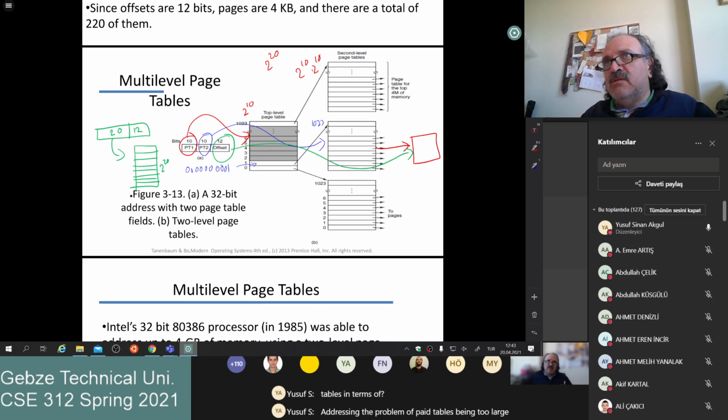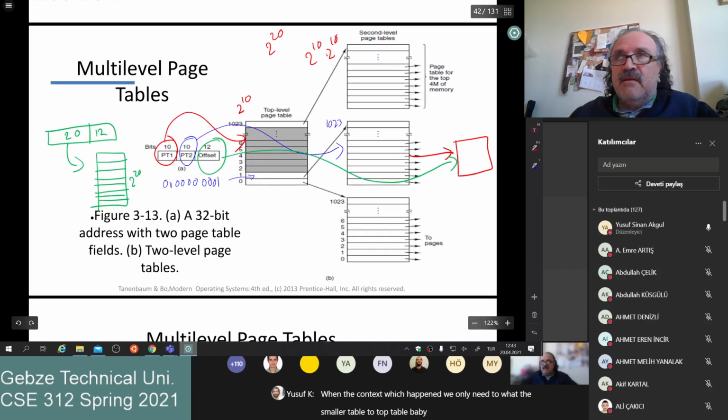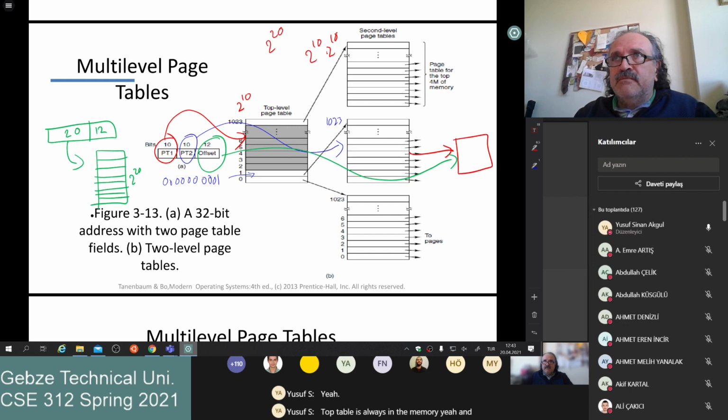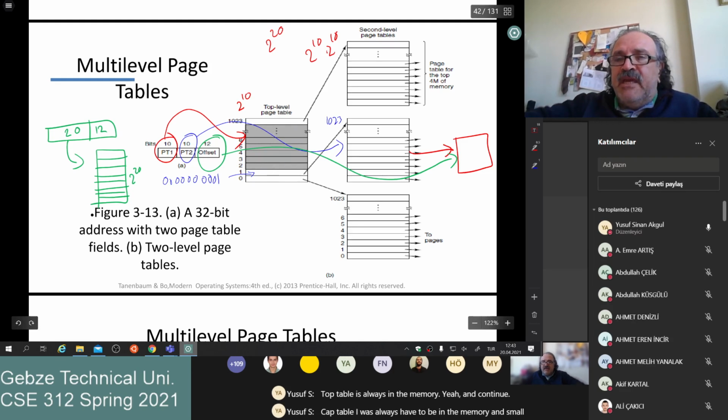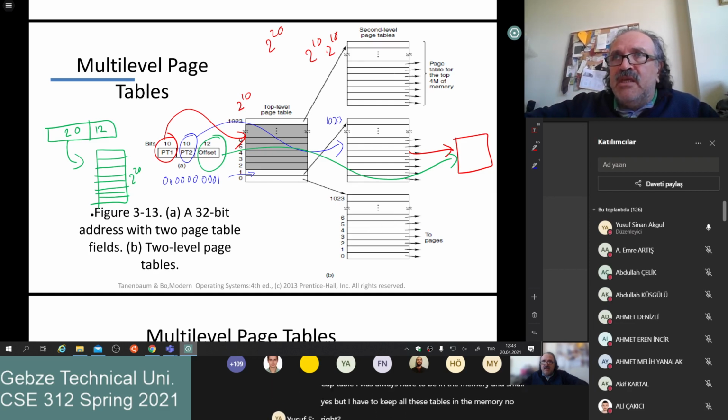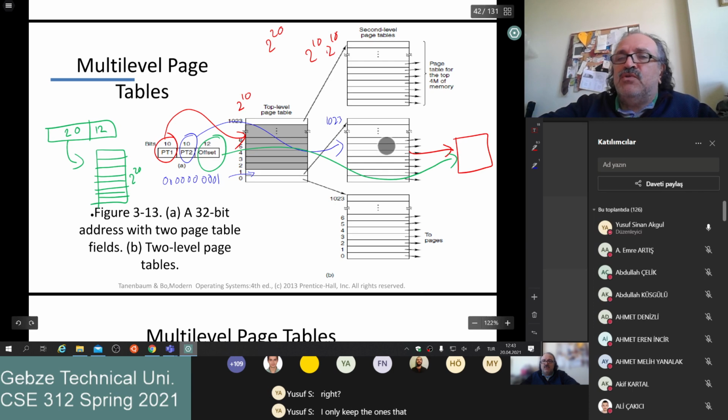When the context switch happens, we only need the smaller top table. Yeah, top table is always in the memory. Top table always has to be in the memory and small, yes. But do I have to keep all these tables in the memory? No, right? I only keep the ones that are used by the top table in the memory.